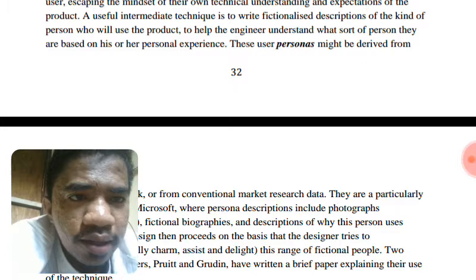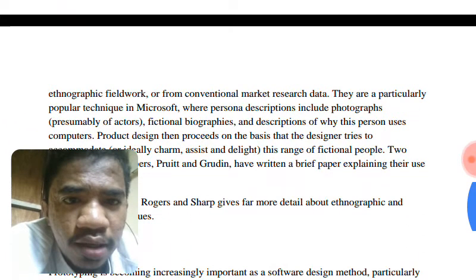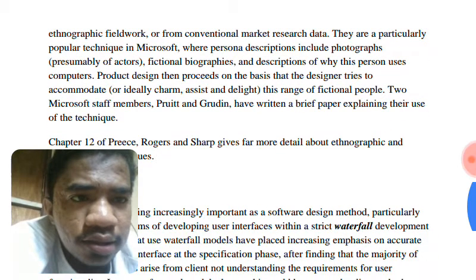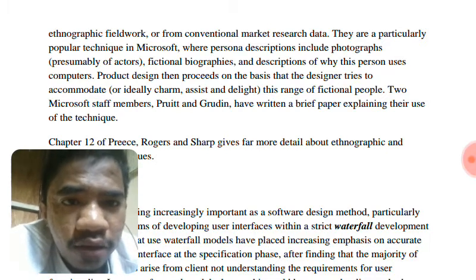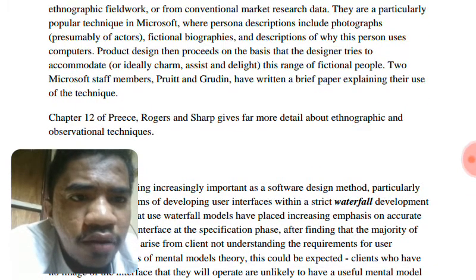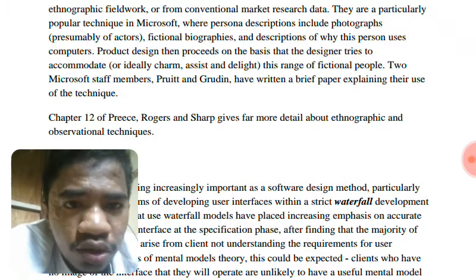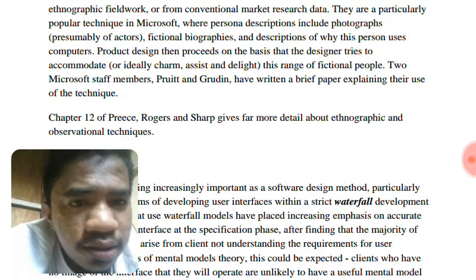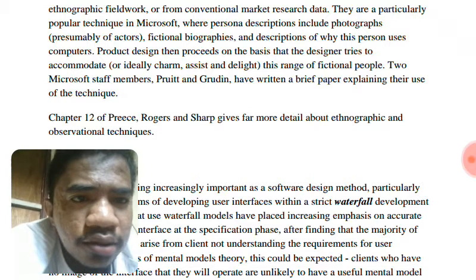These personas might be derived from ethnography fieldwork or from conventional market research data. They are a particularly popular technique at Microsoft, where persona descriptions include a photograph, presumably of an actor, fictional biographies, and descriptions of why this person uses a computer. Product design then proceeds on the basis that the designer tries to accommodate or, ideally, charm, assist, and delight this range of fictional people.